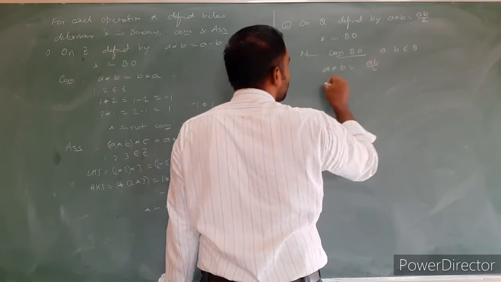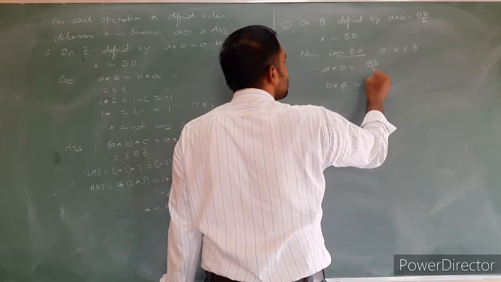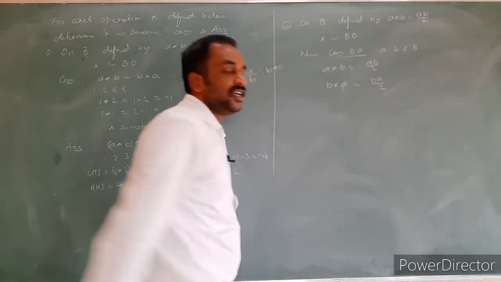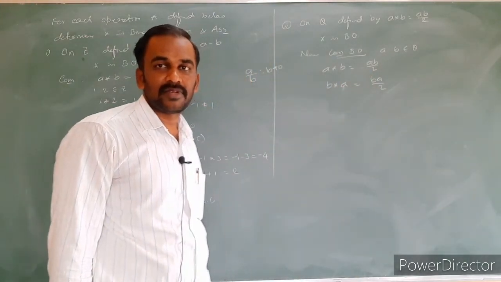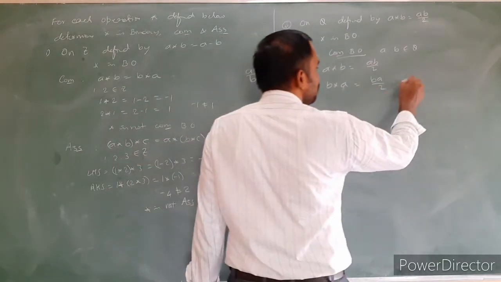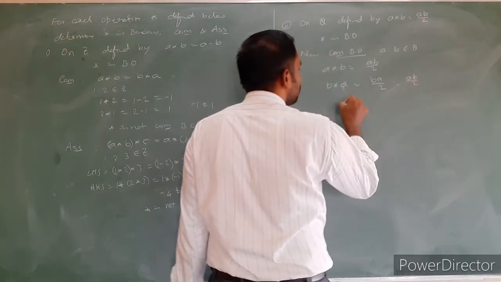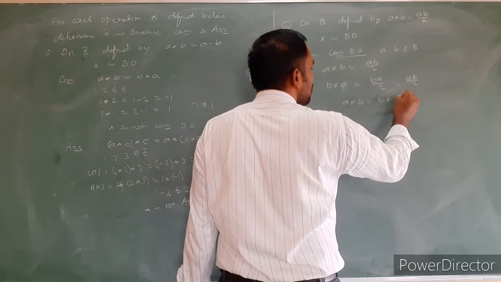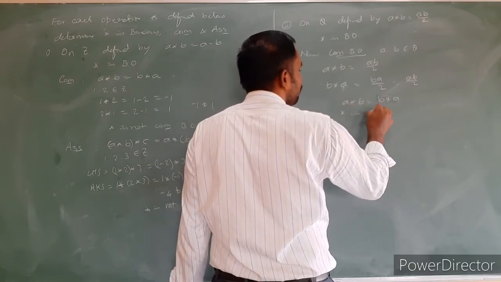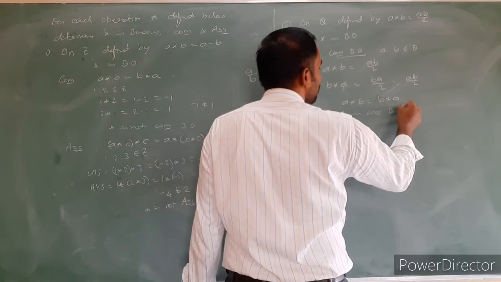AB divided by 2. Similarly, B star A is nothing but BA divided by 2. Can I say that AB is the same as BA on the set of rational numbers? Yes, obviously BA can be written as AB divided by 2. So here A star B is equal to B star A. So star is a commutative binary operation.